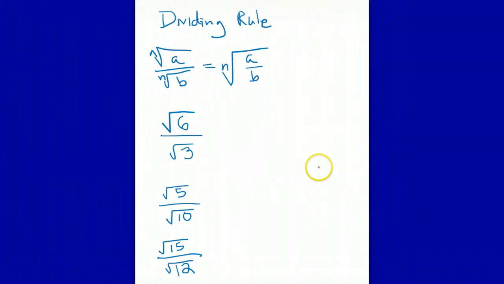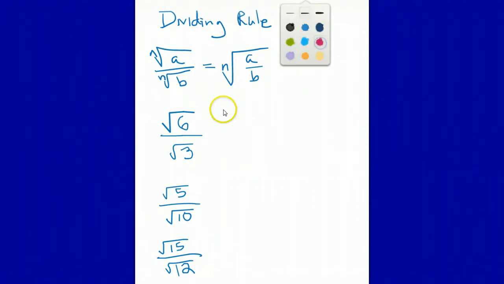Okay, now I'm doing the dividing rule for radicals. And up top here you can see that I have a rule called the dividing rule. Basically it's saying that if I have the nth root of a and I divide it by the nth root of b, it's the same thing as taking the nth root of a divided by b.